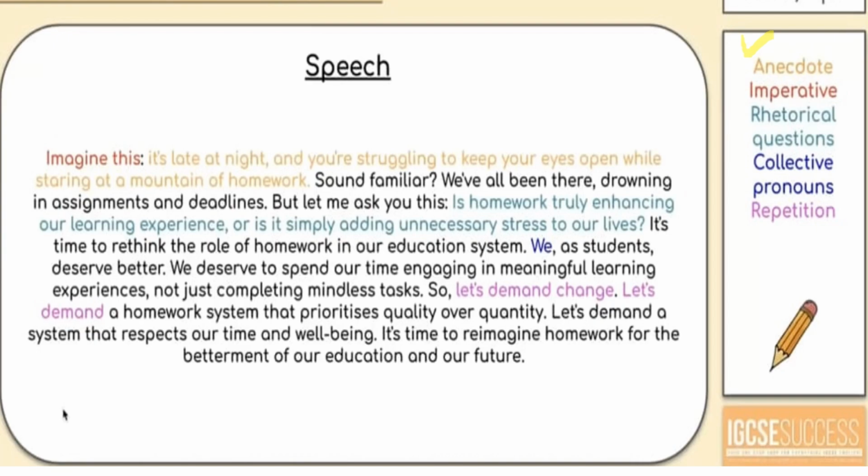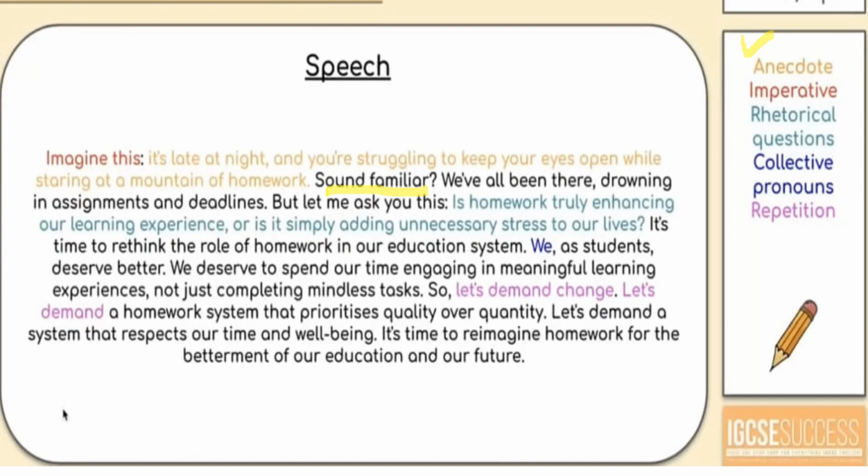We've all been there, drowning in assignments and reading. But let me ask you this. Is homework truly enhancing our learning experience? Or is it simply adding unnecessary stress to our lives? A very effective rhetorical question is asked. There has been another rhetorical question before this, which I did not discuss. So see that rhetorical questions are a really very effective thing.